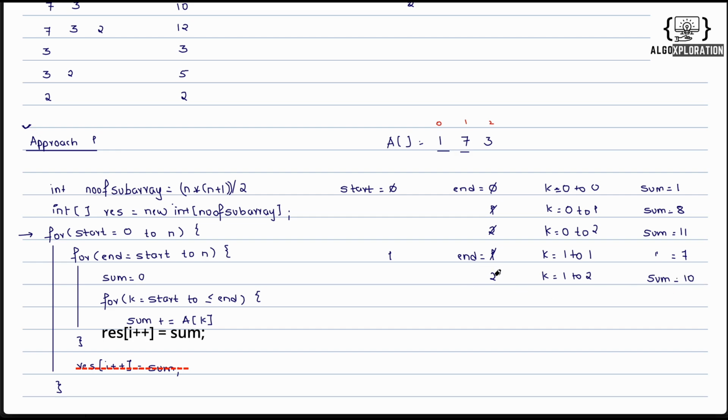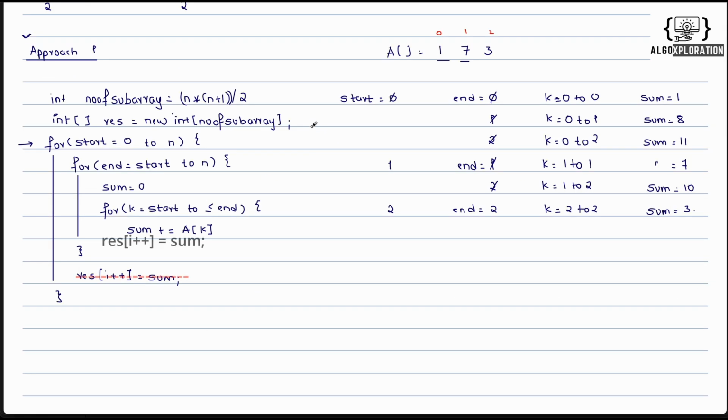right? Now here the inner for loop will end and my start will be 2. Now end will be, that is start 2. So k will be running from 2 to 2, only a single element, that is 3. So the sum will be 3. Okay, now what you can do after the inner for loop, you can have the variable I, and here we have to initialize I to 0, and result of I is equal to sum. So you can store all these values in the resultant array like this.